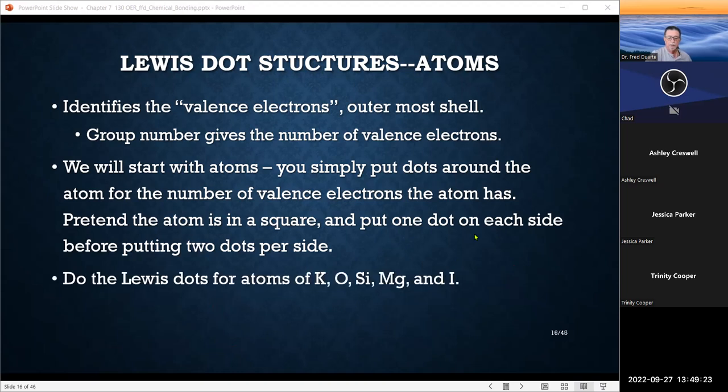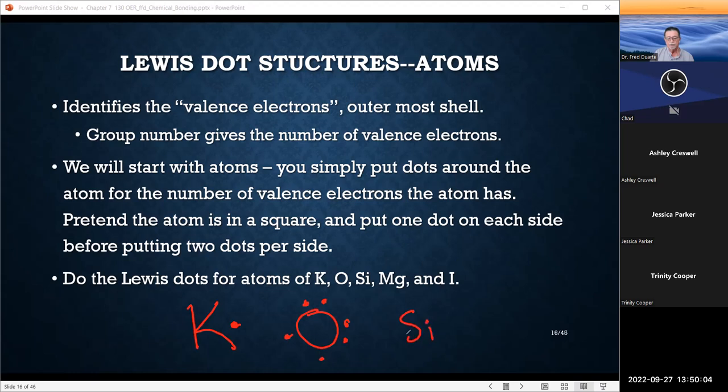And so here, they ask you to do the Lewis dot structures for potassium. Okay. So we write down potassium. Potassium is in group 1. So we can very quickly, bam, there we go. And that's it. Lewis dot structure for potassium. Oxygen. Oxygen is in group 6. So we go 1, 2, 3, 4, 5, and 6. And there's oxygen right there. Remember, we go around the horn. Clockwise, counterclockwise, makes no difference.